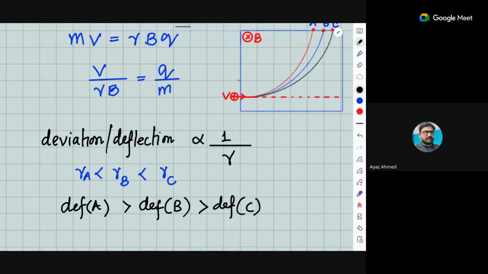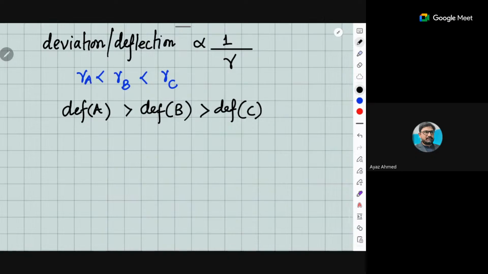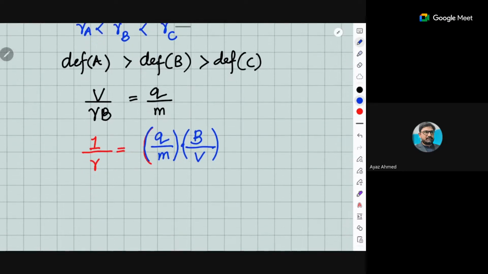Yes. So from this equation, I will make a simple setup for you where I have written that v divided by RB is equal to q by m. I will keep this q by m as it is for my requirement. I will just separate this 1 upon R here. 1 upon R is equal to this q by m into B divided by v. Is this clear to everyone? Are you getting my point?